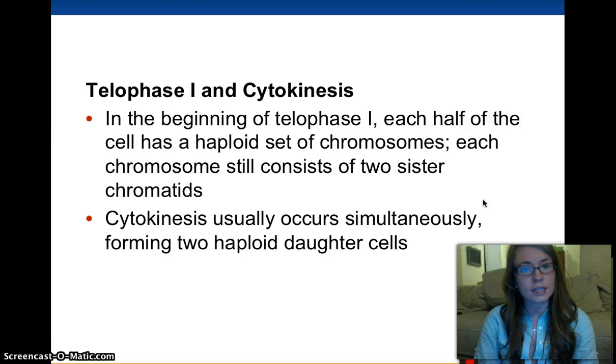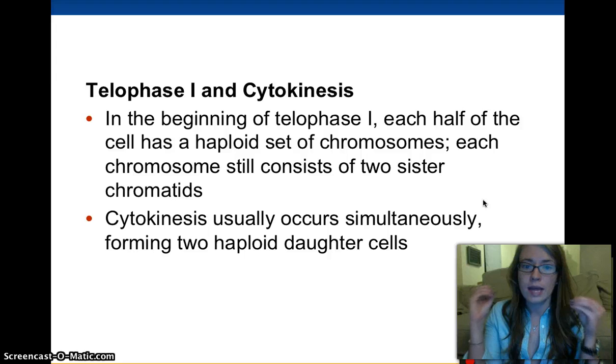Each cell is haploid, but they are still replicated, and cytokinesis happens at the same time, pinches the cell in half. We have 2 haploid daughter cells.